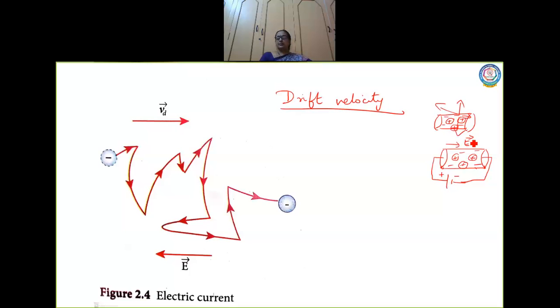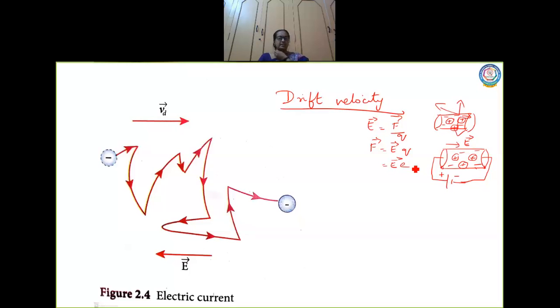Now what happens when the electrons are acting in this electric field? Definitely they will experience a force. Yes or no? So what is the force experienced by the electron? We know the formula for electric field: electric field is equal to force per unit charge, or force is equal to E into Q. As far as our topic is concerned, the charge is nothing but the charge of an electron. So whenever an electron is kept in an external electric field, it will experience a force. This force makes the electron drift in one direction. Whenever an electric field is given, the electron starts drifting towards the positive terminal of the battery.